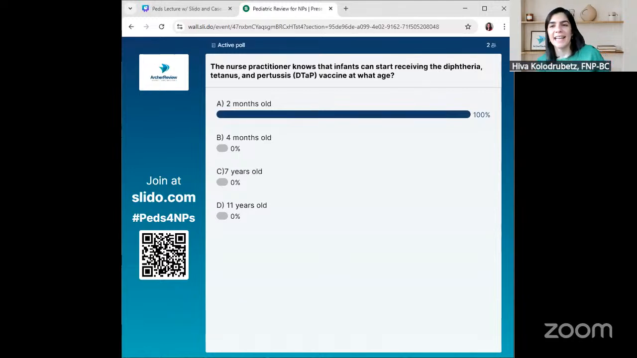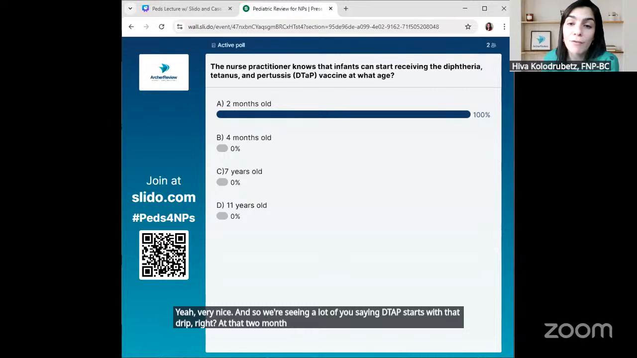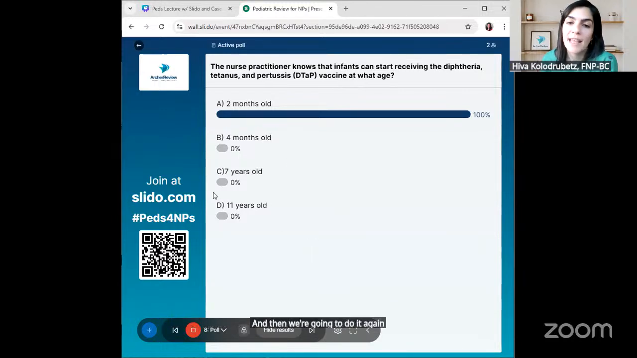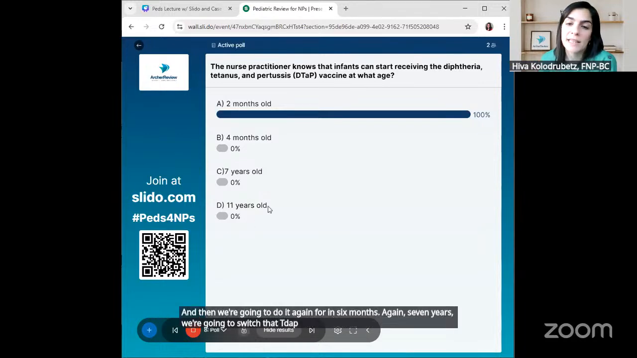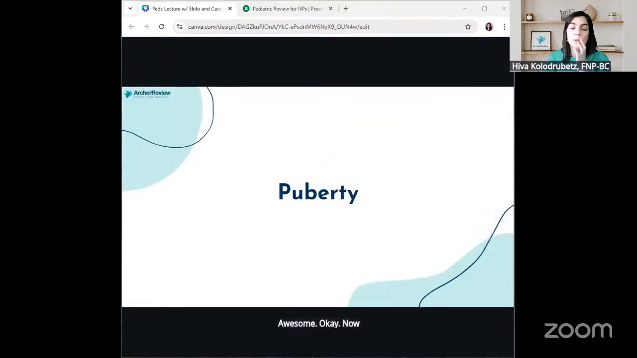Yeah, very nice. And so we're seeing a lot of you saying DTaP starts with that first dose, right? At that 2 month visit, we're going to give it again at 4 months, but they're asking when can they start receiving it? So we're going to start with DTaP at 2 months, and then we're going to do it again at 4 and 6 months. Again, at 7 years, we're going to switch to Tdap, and then at 11 years, we're really thinking about other vaccines like meningococcal. Awesome.